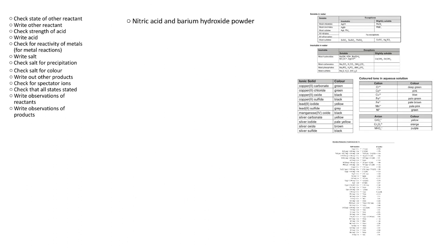Okay, so we've got the nitric acid and barium hydroxide powder. So first thing, check the state of the other reactant. Okay, so it's barium hydroxide powder, which means that it is a solid. So we're going to write out the other reactant, barium hydroxide, and hopefully you've remembered that the hydroxide is a -1, the barium is a +2, and so therefore that one's going to be Ba(OH)2. Right, next, check the strength of the acid. So nitric acid is a strong acid, and so therefore we can write it as split apart: H+(aq) plus NO3-(aq).